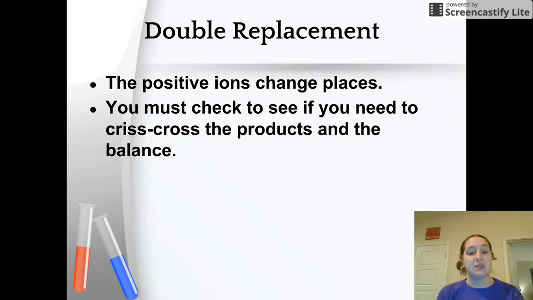So, how does this work? Basically, you can view it two ways. The positive ions changing places, or if you really want to, you could view it as the negative ions changing places. Remember, we called it our swinging, dancing, married couple. All right, so you have to check and make sure that once you've created your products that you have crisscrossed, or swapped and dropped, to make sure you have the correct formulas.